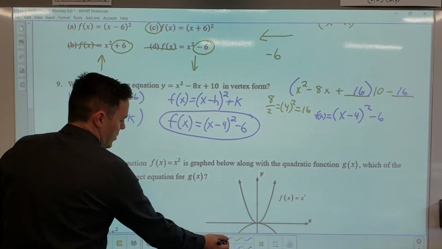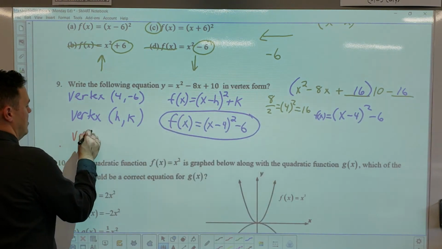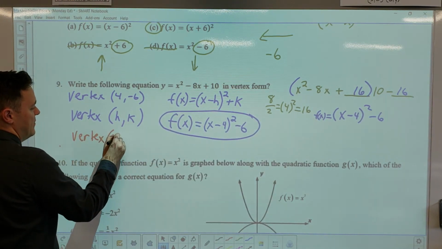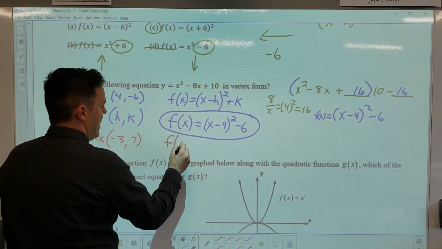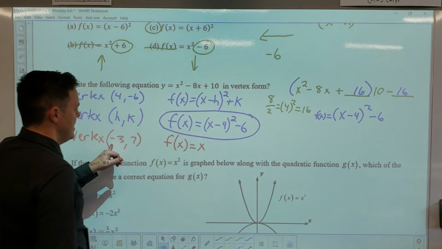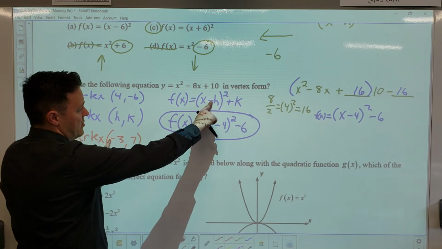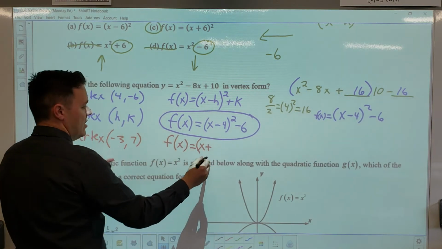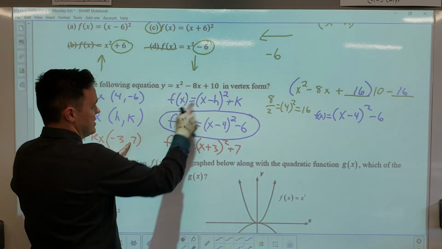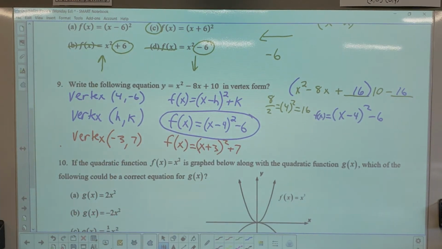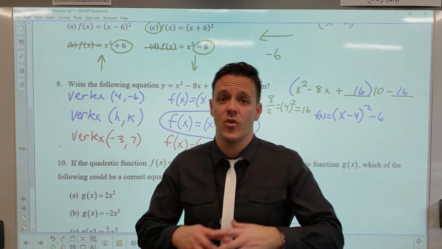So one last example. Let's say your vertex was (-3, 7). You would write this out as f(x) = (x + 3)². Now it's negative, so if it's negative and it's supposed to be negative right here, negative and negative would be a positive right here, squared, and then it's going to be plus 7 because it's a positive value. So those two things correlate. It's just another example because I want to make sure you guys understand what the vertex form is and how it looks.